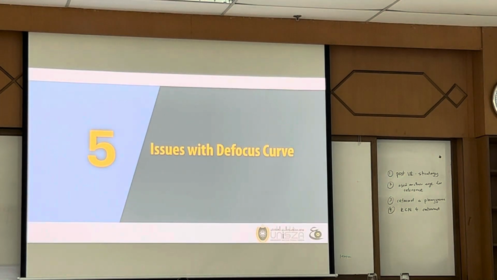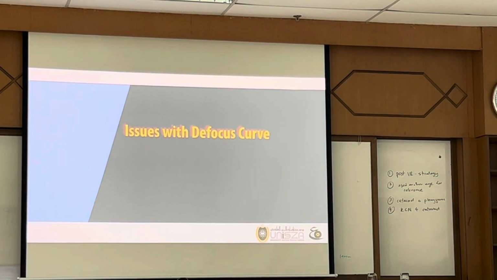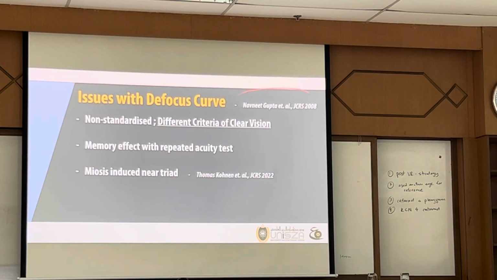Okay. Now there are some issues with the defocus curve. This is a study by Navdeep Gupta from the JCRS journal. Every defocus curve is not standardized. Some use different criteria of clear vision, like I mentioned just now. Some use 6/6, some use logMAR 0, some use logMAR 0.2, some 0.3, some 0.4, depending on the researcher or manufacturer.